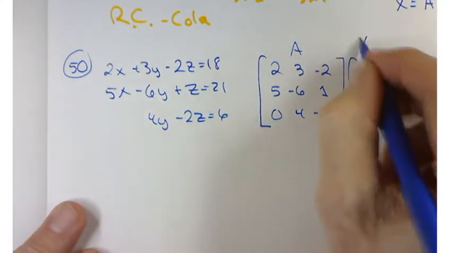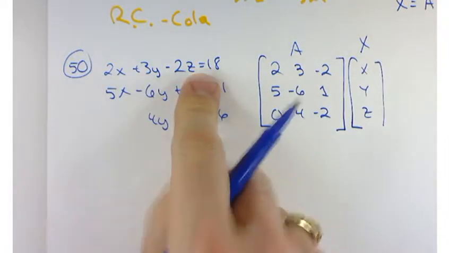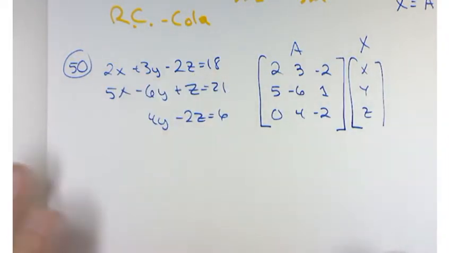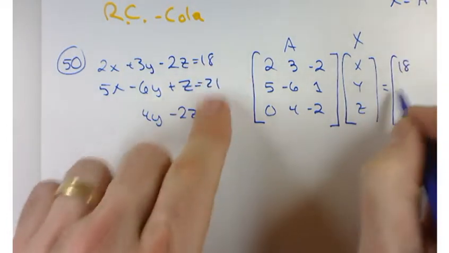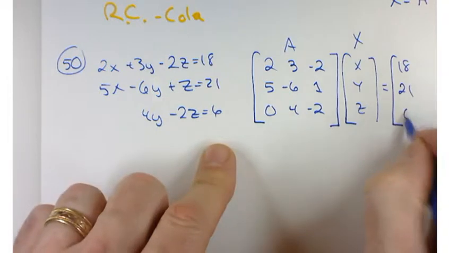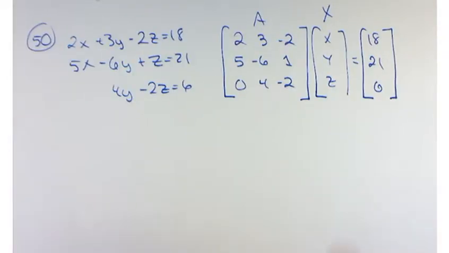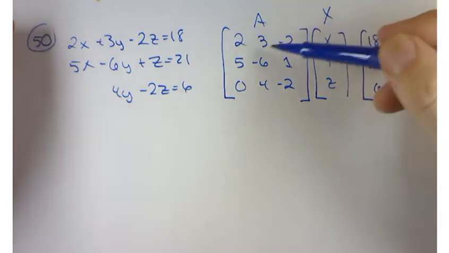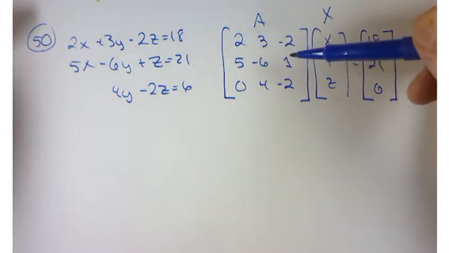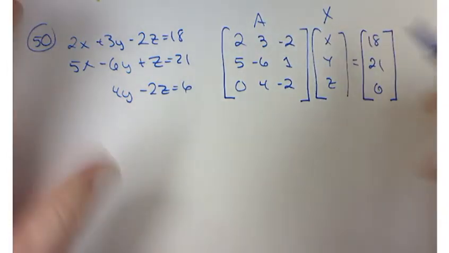Matrix X is just X, Y, and Z, or it could be R, S, and T, or A, B, and C, depending on what you have. But then we have the right-hand side, which should just be these, 18, 21, and 6. What we need to do is go back into our matrix menu and change the matrices that we had there. We're going to change the matrices to reflect this new problem for A, new problem for B.